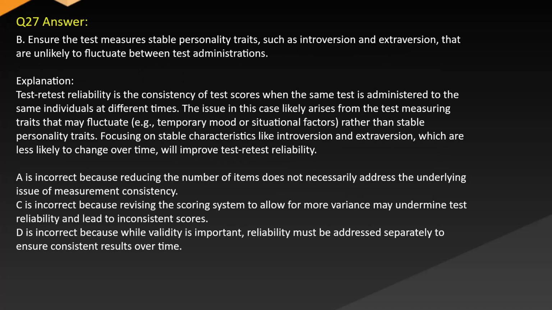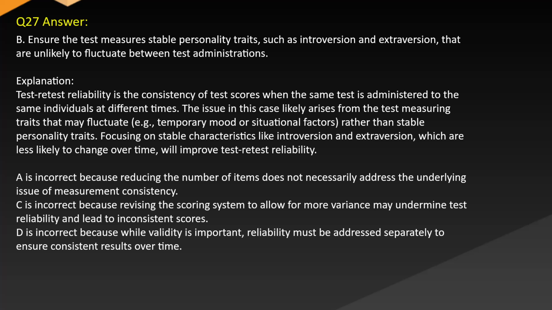Answer. B. Ensure the test measures stable personality traits, such as introversion and extroversion, that are unlikely to fluctuate between test administrations. Explanation. Test-to-test reliability is the consistency of test scores when the same test is administered to the same individuals at different times. The issue in this case likely arises from the test measuring traits that may fluctuate, e.g., temporary mood or situational factors, rather than stable personality traits. Focusing on stable characteristics like introversion and extroversion, which are less likely to change over time, will improve test-to-test reliability.